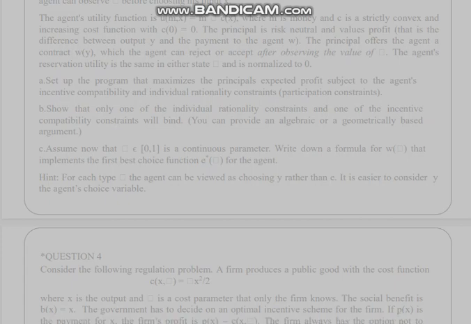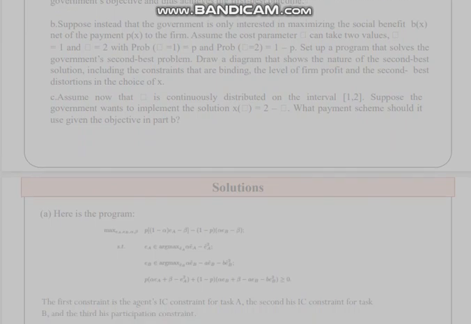A. Suppose the government wants to maximize the sum of social benefits and the firm's profits. Show that in this case there is a simple subsidy scheme that maximizes the government's objective and thus achieves the first best outcome. B. Suppose instead that the government is only interested in maximizing the social benefit B(X) net of the payment P(θ) to the firm.